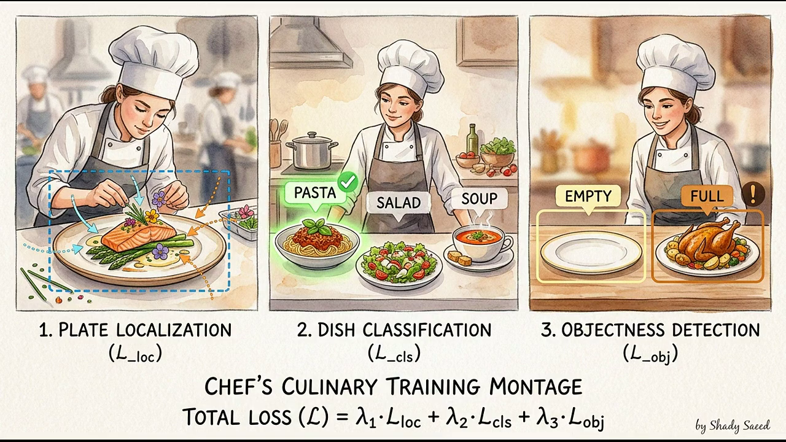A YOLO loss function is typically a weighted sum of 3 terms: localization loss, classification loss, and objectness or confidence loss. In YOLO v1, it was all mean-squared error. Modern YOLO models use CIoU for localization, binary cross-entropy or focal loss for classification, and binary cross-entropy for objectness. Think of training a chef. Localization loss teaches where to place the food on the plate, classification loss teaches what dish it is, and objectness loss teaches whether there is food on the plate at all.